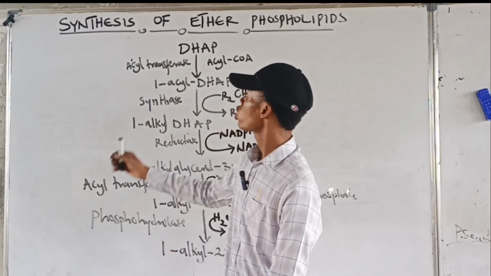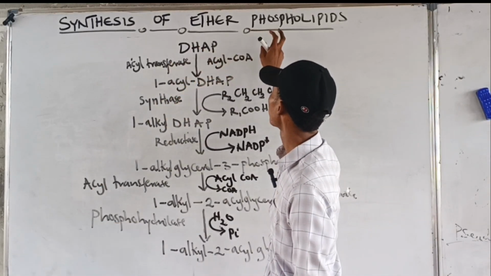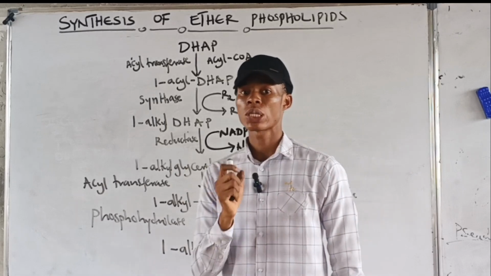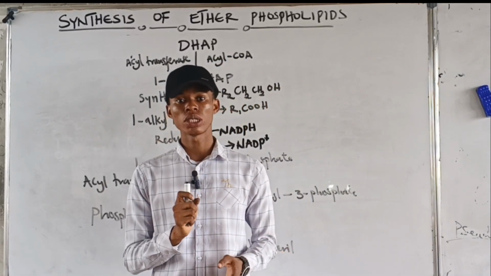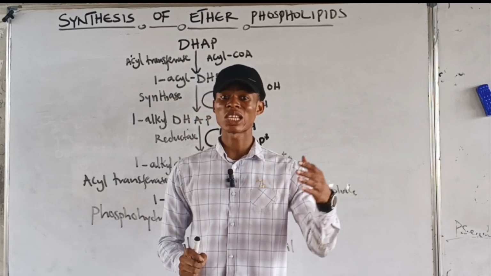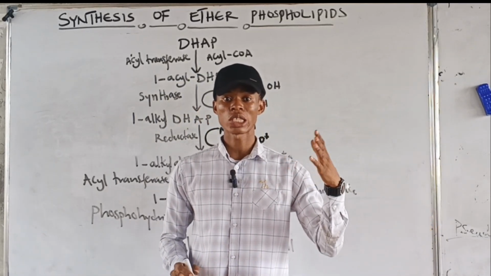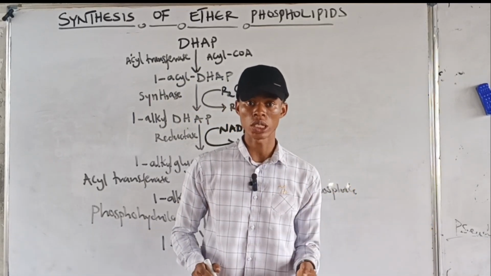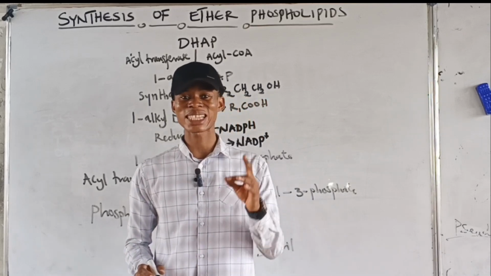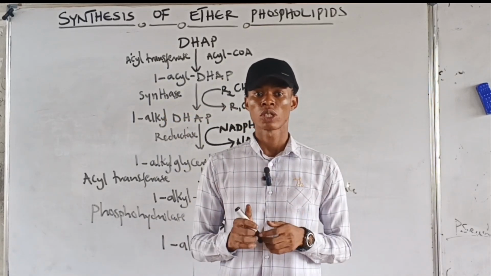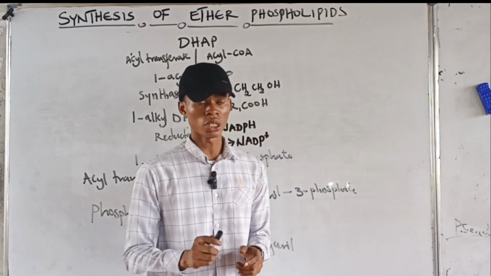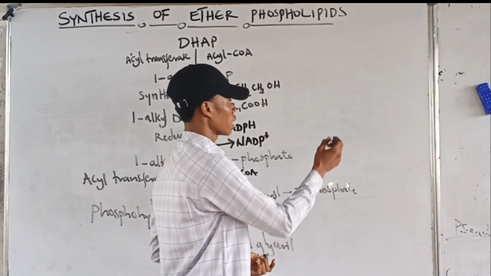Alright, so we are going to be looking at synthesis of ether phospholipids. Please take note, we have ester phospholipid and ether phospholipid. The ester phospholipids are the glycerophospholipids. So all those glycerophospholipids, phosphatidylcholine, phosphatidylethanolamine, they are ester phospholipids because that bond formed is an ester linkage. But we want to look at ether phospholipid. Please check the difference between an ester and an ether.